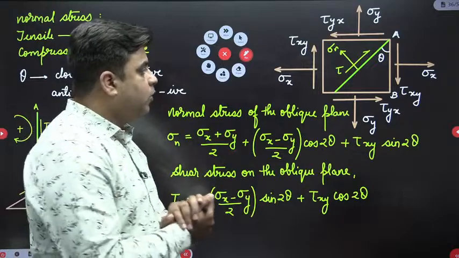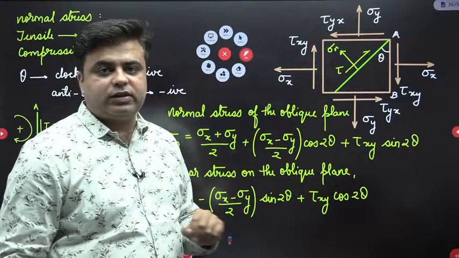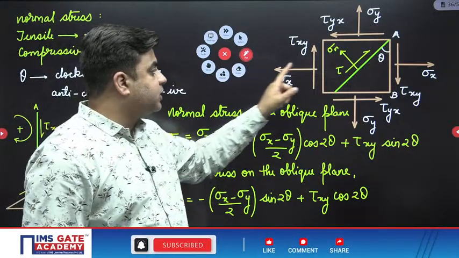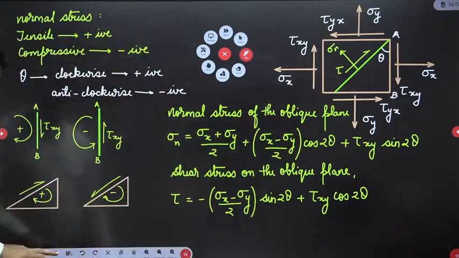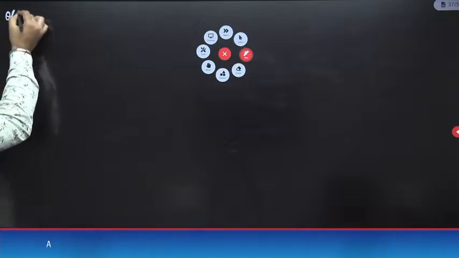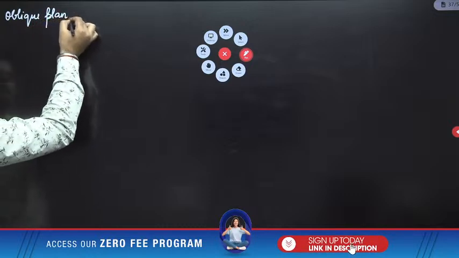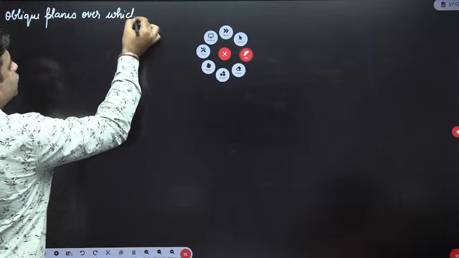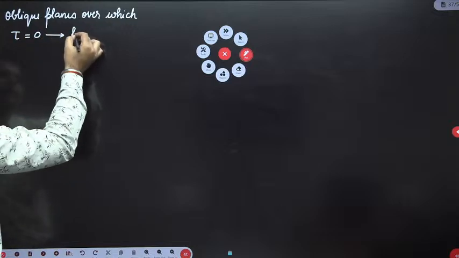You can see here, on every oblique plane, there will be one value of normal stress and shear stress. Those oblique planes over which the value of shear stress is 0 are classified as principal planes.